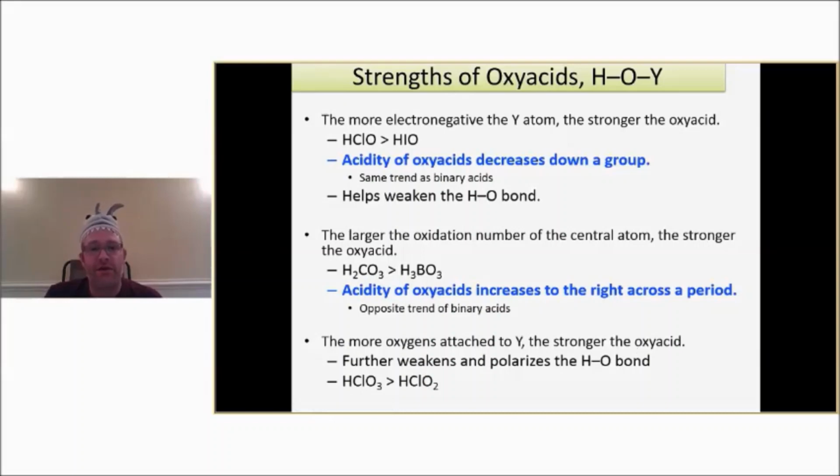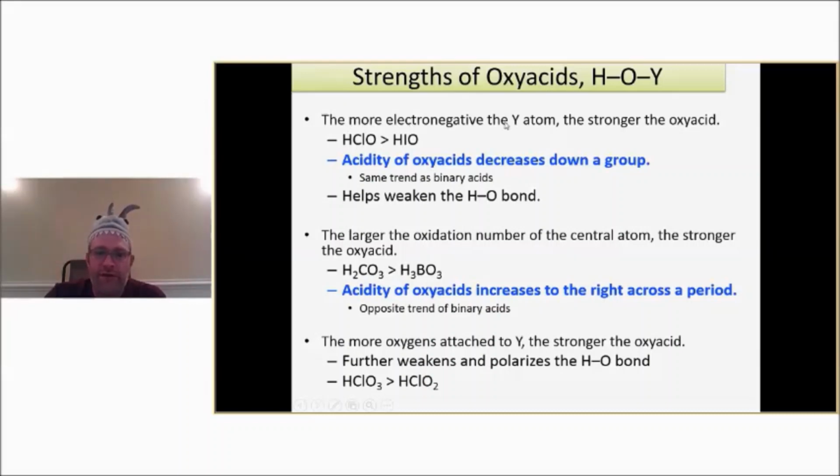Now let's talk about the strength of oxyacids. Oxyacids are things like H2SO4 and H2CO3 and H3PO4, all of the oxyanion acids, okay? So our H's are bonded to oxygens in our oxyacids, which are bonded to some other atom. So for instance, here we have HClO. This string of letters is actually somewhat misleading, as the H is bonded to the oxygen in this acid.